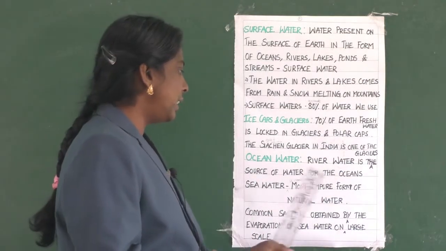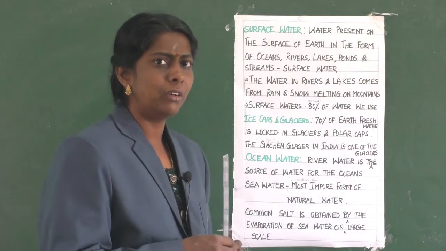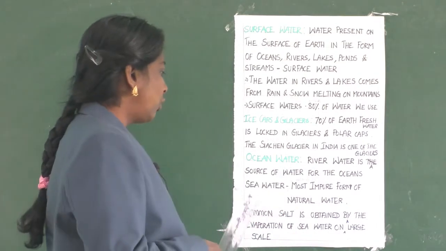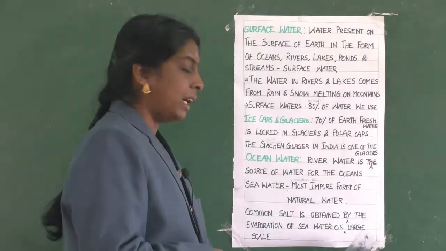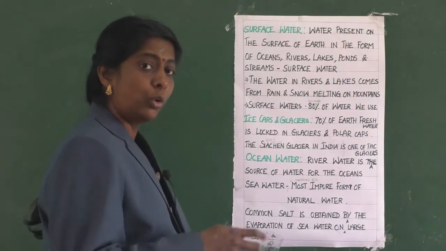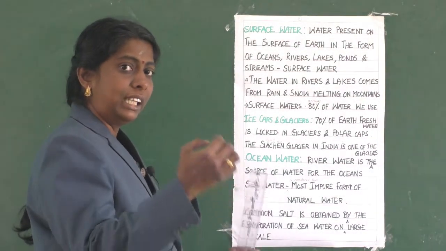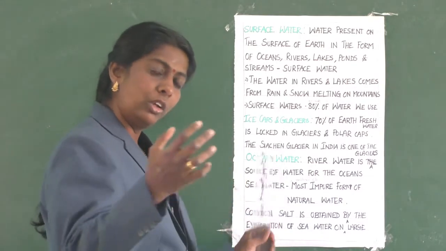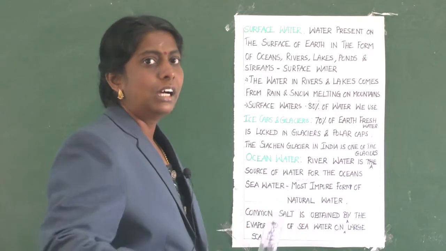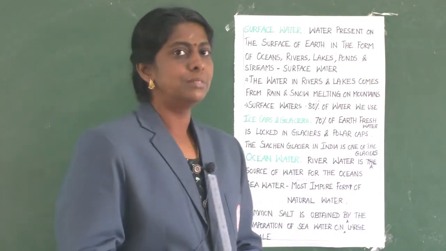Seawater is considered to be the most impure form of natural water. Why? Because you all know seawater is salty, isn't it? So common salt is obtained by the evaporation of seawater on a large scale. When they do this on a large scale, they accumulate the salt in the corner and we get salt. So that's what we have about ocean water.